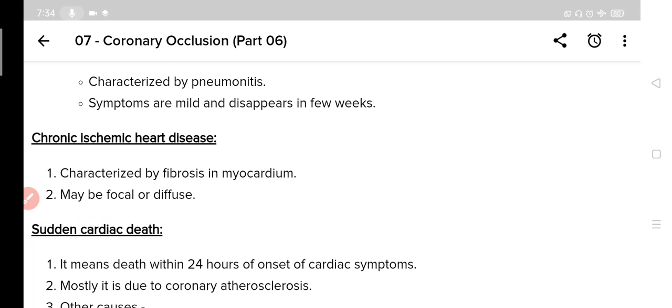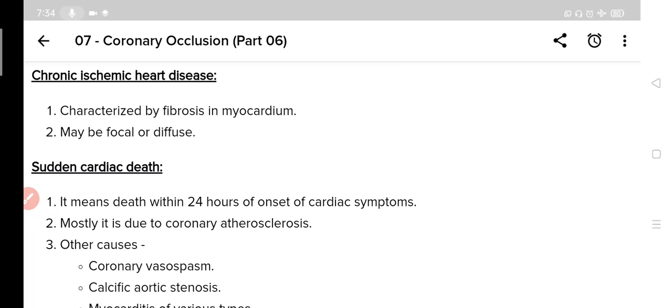So this was myocardial infarction, and myocardial infarction was the third effect of myocardial ischemia. So now the fourth effect of myocardial ischemia, that is chronic ischemic heart disease. It is characterized by fibrosis in myocardium. You have already seen that after myocardial infarction, healing occurs, and healing by formation of fibrous scars. So that is called fibrosis in myocardium. It may be focal or diffuse. Focal means focused on a single point, or diffuse which is spread in the whole heart muscle.